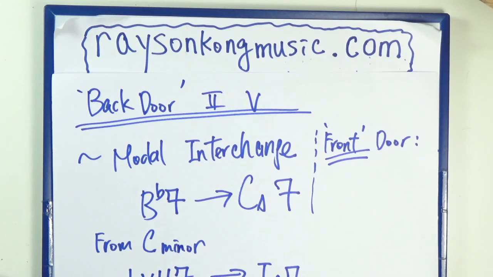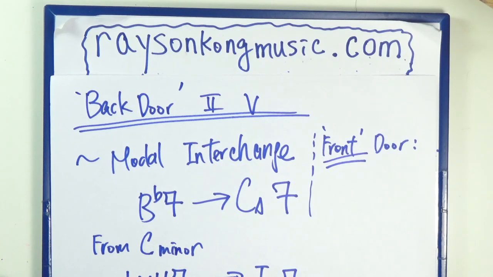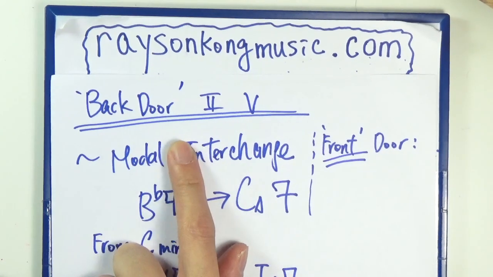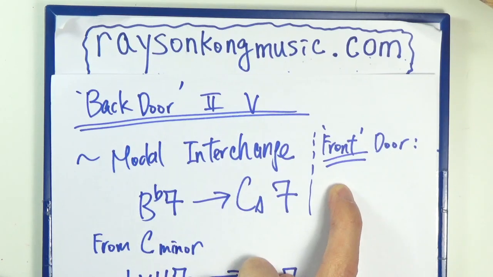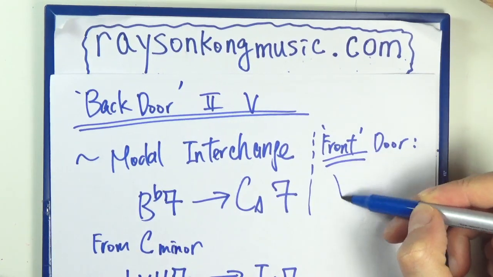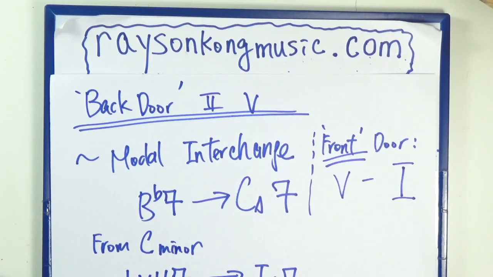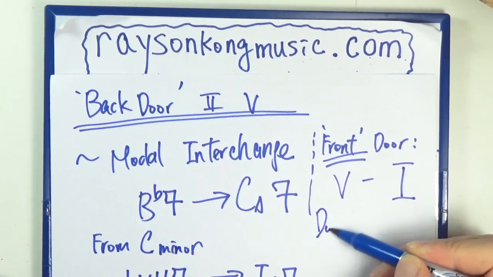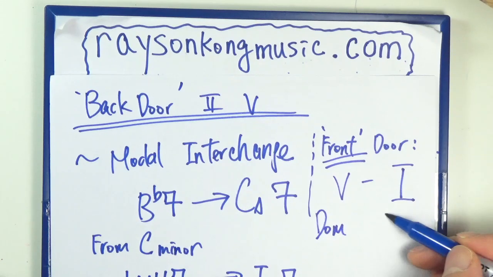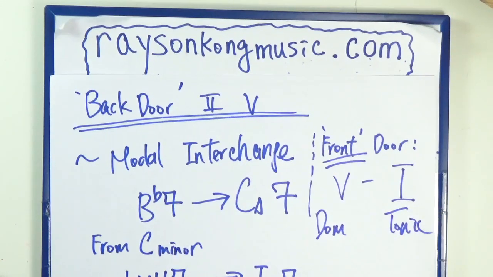when you check out the section on modes. Okay, but for now, let's treat it as another type of chord substitution. So backdoor 2-5. You have to know what's the front door. Actually, the front door is very simple. It's 5-1. So you can probably guess that backdoor 2-5 is just another way to achieve a dominant sound going into a tonic.